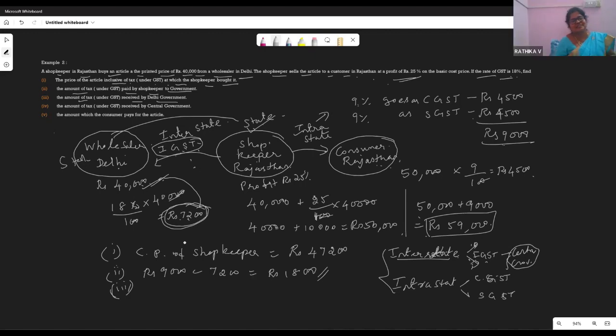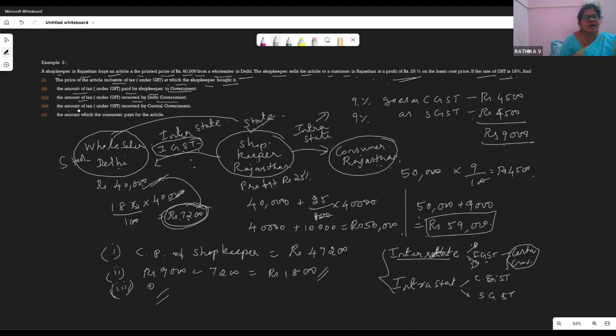So Delhi government will not receive anything. Maybe this is the confusion for all of you. Delhi is one particular state, Rajasthan is another state. Between state to state, when the transaction takes place, they don't get any GST. The GST is called IGST, and that goes directly to the central government. Within the same state, half goes to the central government and half goes to the state government. Yes, sir, 0 is the answer.